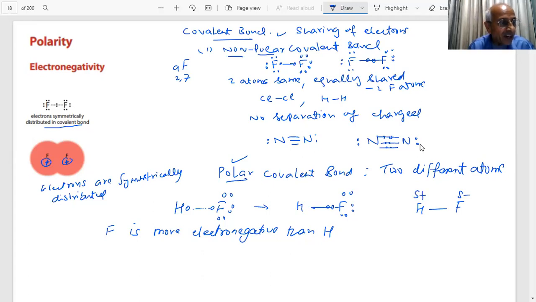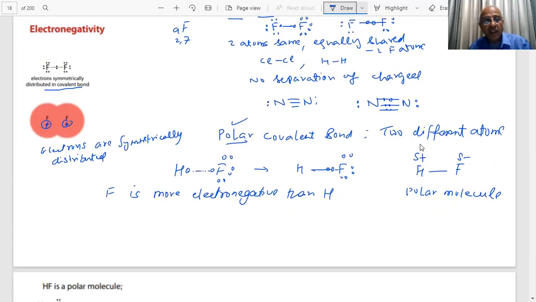So student, this indicates a partial positive, partial negative. There is a small positive charge, and a small negative charge on the fluorine, and this is what we call a polar molecule. It is a polar molecule, because fluorine is more electronegative than hydrogen. Then the electrons are lying more close to fluorine. Therefore, the electron distribution is unsymmetrical.